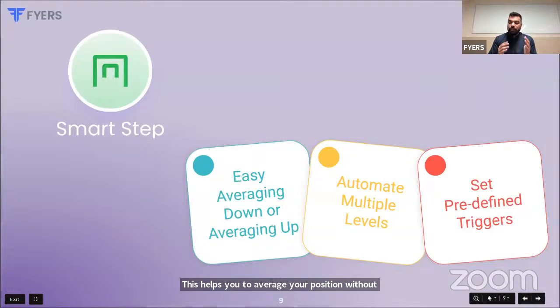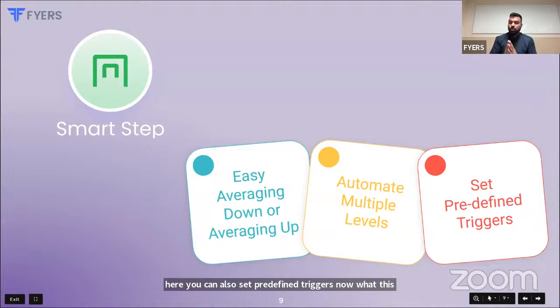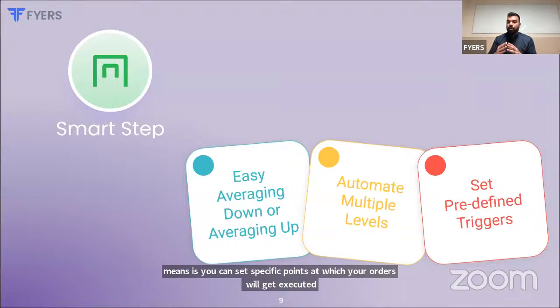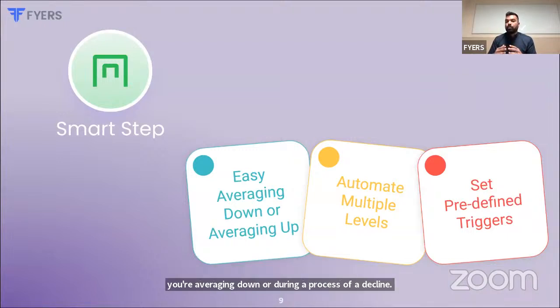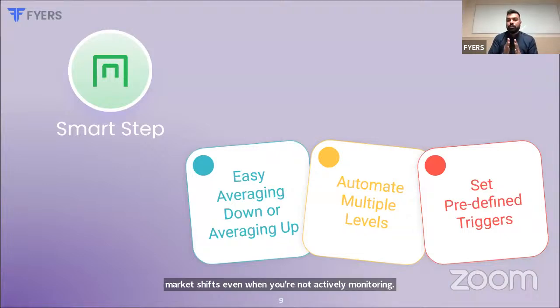Here you can also set predefined triggers. What this means is you can set specific points at which your orders will get executed, whether you're averaging down during a decline, or you're averaging up when the market moves favorably. This automation ensures that the trades are executed on market shifts even when you're not actively monitoring. So this eliminates the emotional factor which actually comes into play for traders.